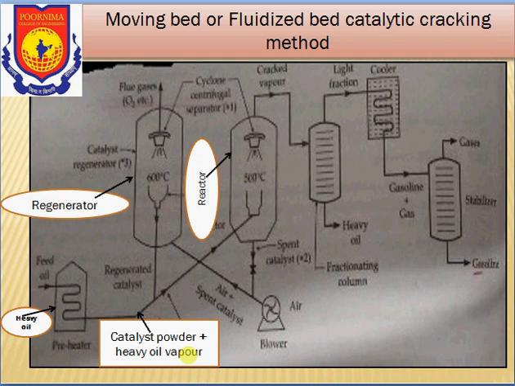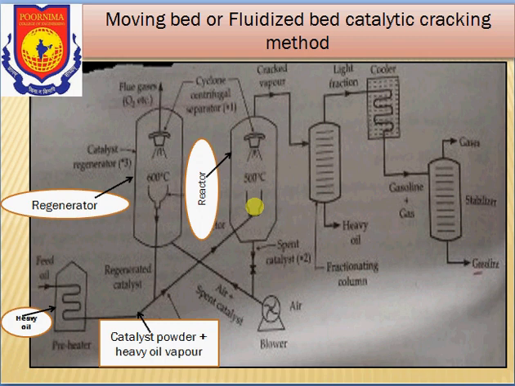So here the catalyst moves with the heavy oil, which is why it is known as moving bed or fluidized bed catalytic cracking. The catalyst powder mixes with the heavy oil vapor and is sent inside this chamber known as a reactor. This reactor is where the reaction or cracking takes place. It is at 500 degrees centigrade. Here the cracking takes place and the heavy oil vapor cracks down. The cracked vapors only are allowed by this separator, known as a cyclone centrifugal separator, to go outside. All the solid particles such as catalyst remain here.